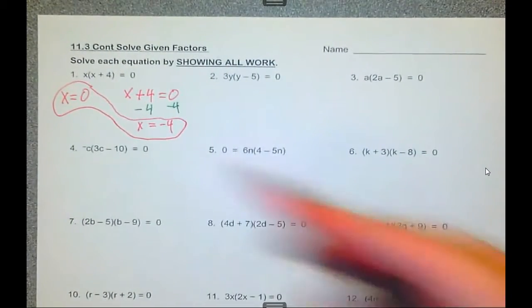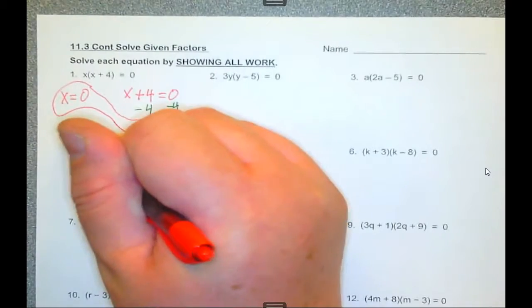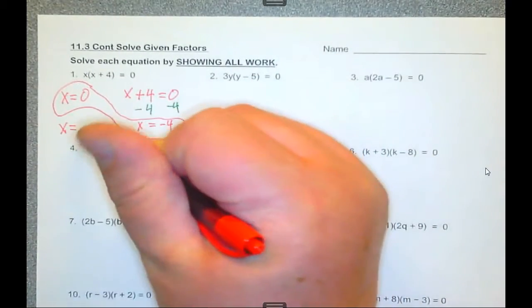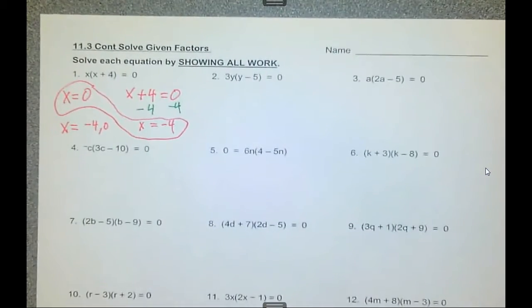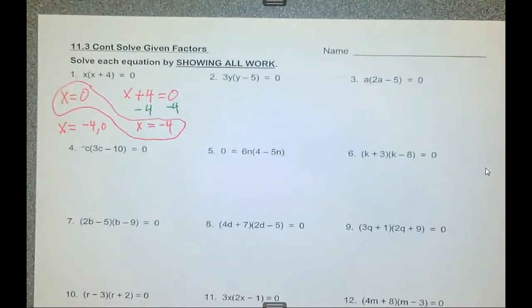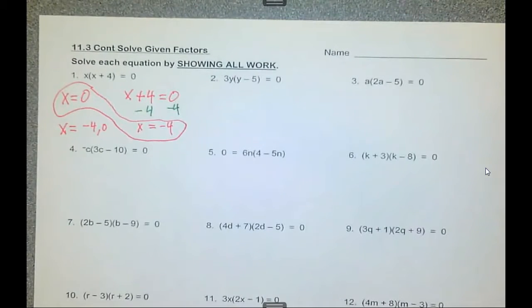It's my answer. A lot of times you'll see me do something like this: x equals -4, 0. I kind of combine them into one statement. That's all you have to do.